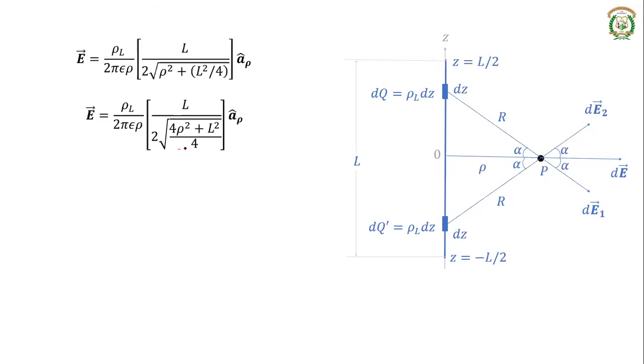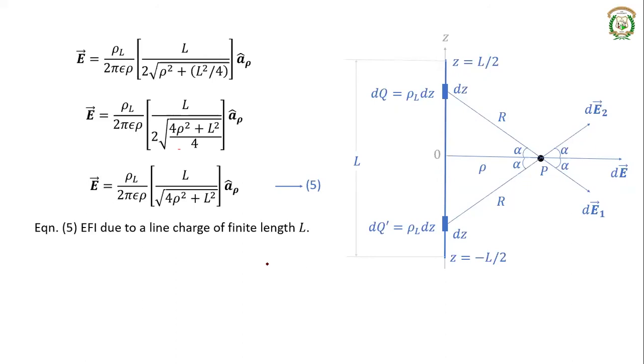Here you have 2. In the square root, we have 4 in the denominator, so that 2 and this 2 in the denominator will get cancelled, right? So what remains is L divided by square root of 4 rho square plus L square into A rho cap. So this is the electric field intensity due to a line charge of finite length L.